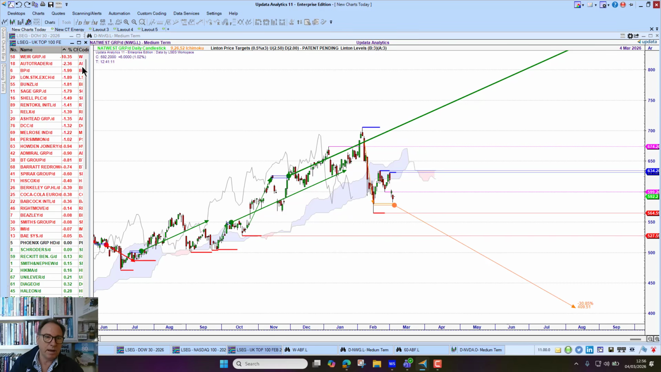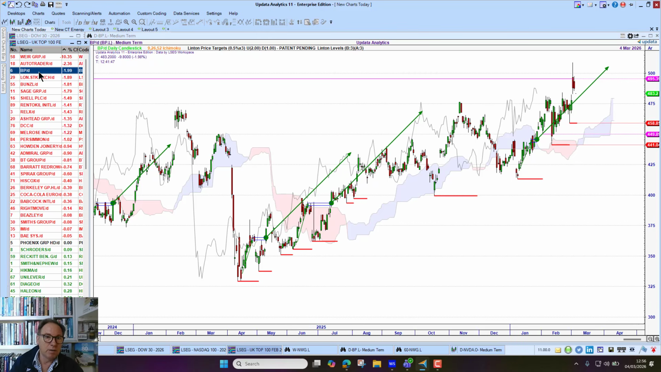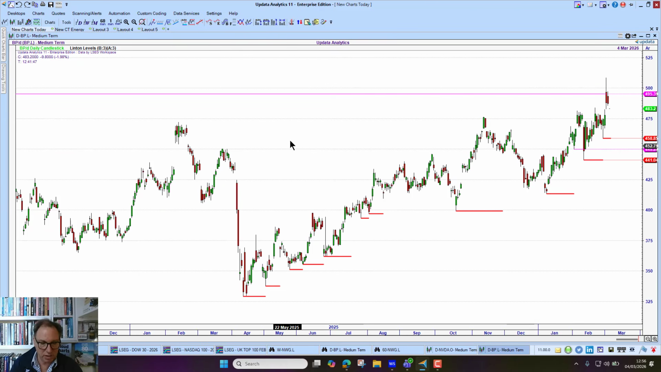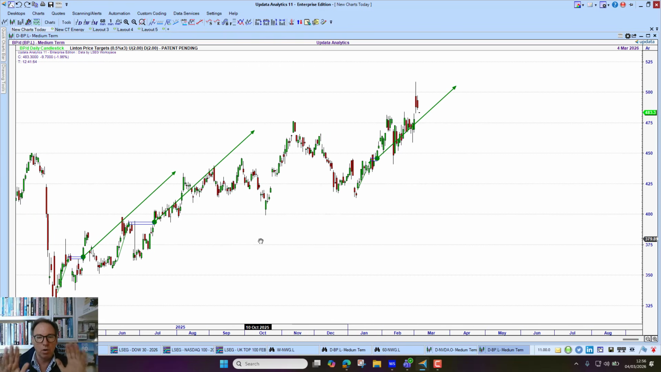And if we go the other way, you can see the chart for BP breaking to new highs. Remembering that you can pick any chart you like and just hit the T key, and it will put the targets on, all rules based.